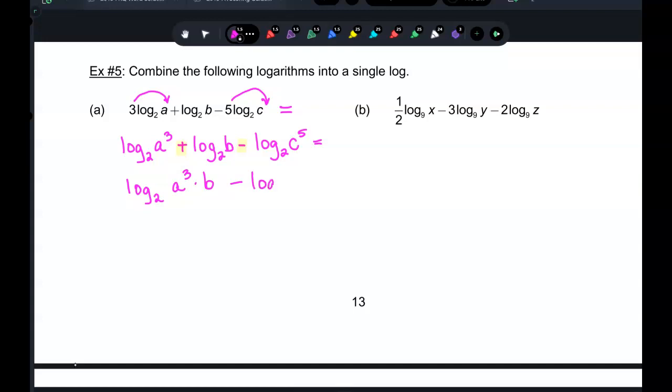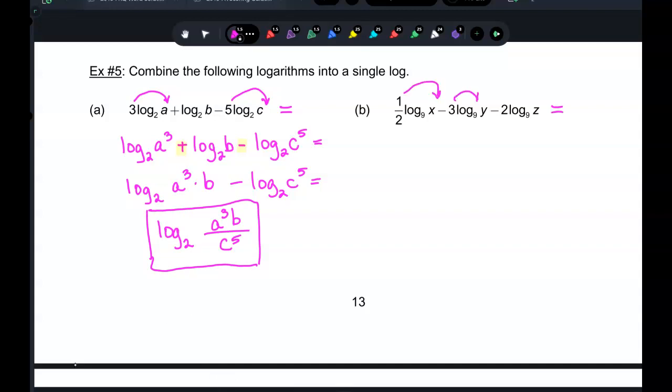And then I'll take care of now some of you might ask, can I combine these steps into one? Absolutely. I'm just trying to show you 2 steps at a time. So now I have log base 2 of a cubed b over c to the fifth. So that's all one logarithm. Okay, for b, we're going to do the same thing. So I'm going to move the 1/2. I'm going to move the 3. I'm going to move the 2.